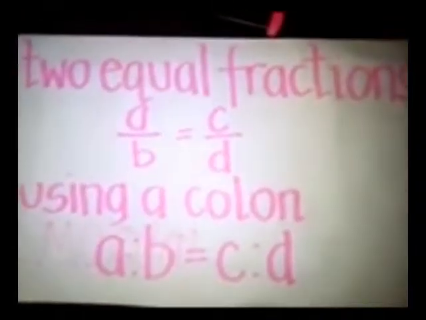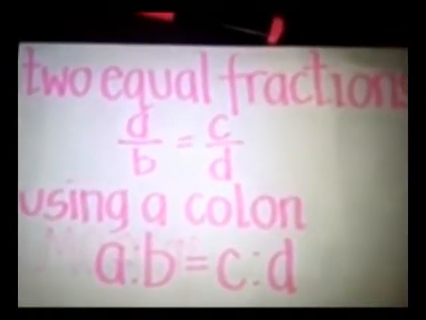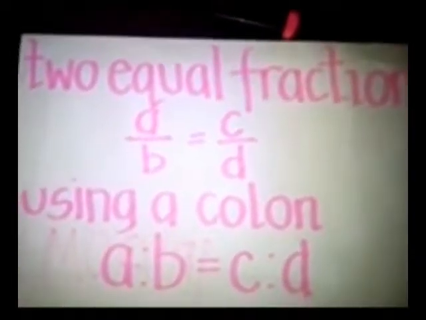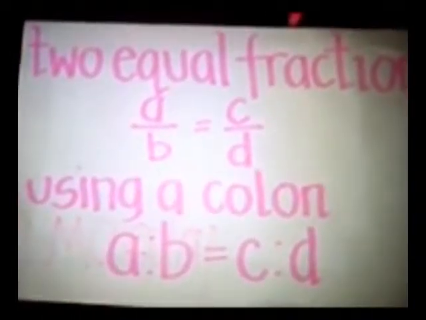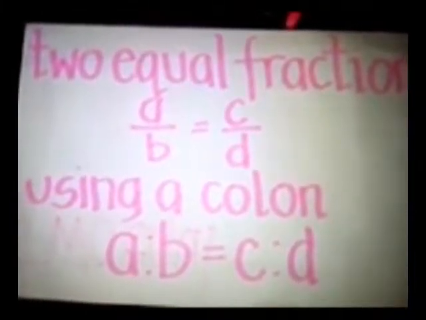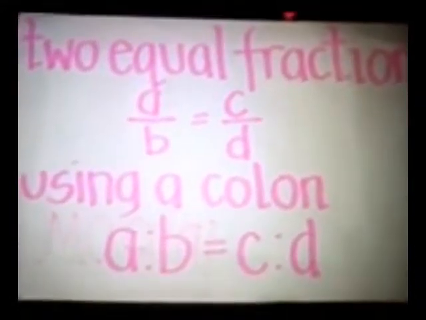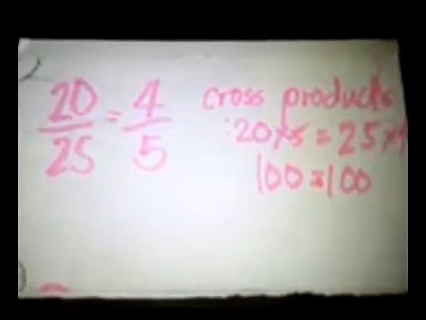The topic assigned to me is proportion of ratio. A proportion is a name we give to a statement that 2 ratios are equal. It can be written in 2 ways. The first way is that 2 equal fractions can be written as A over B is equal to C over D. The second way is using a colon. It can be written as A is to B is equal to C is to D.